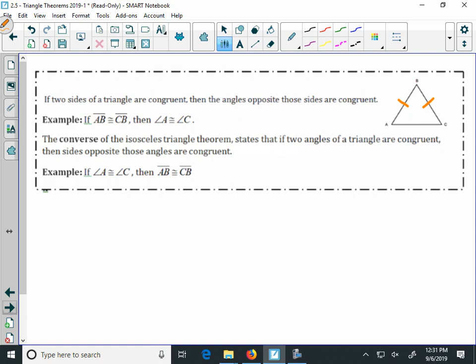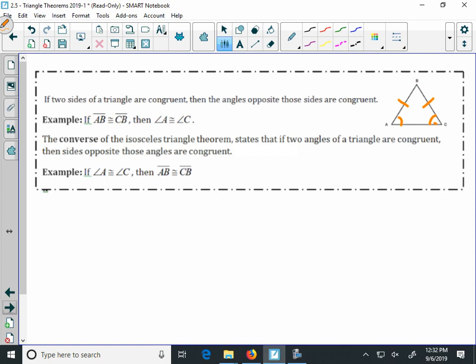So angle C, if I start on that side and go across, angle C is directly across from AB. So that angle is going to be congruent to A because it's directly across from that other congruent side. So if these two sides are the same, the angles across those sides are also going to be the same. That's what the isosceles triangle theorem says.